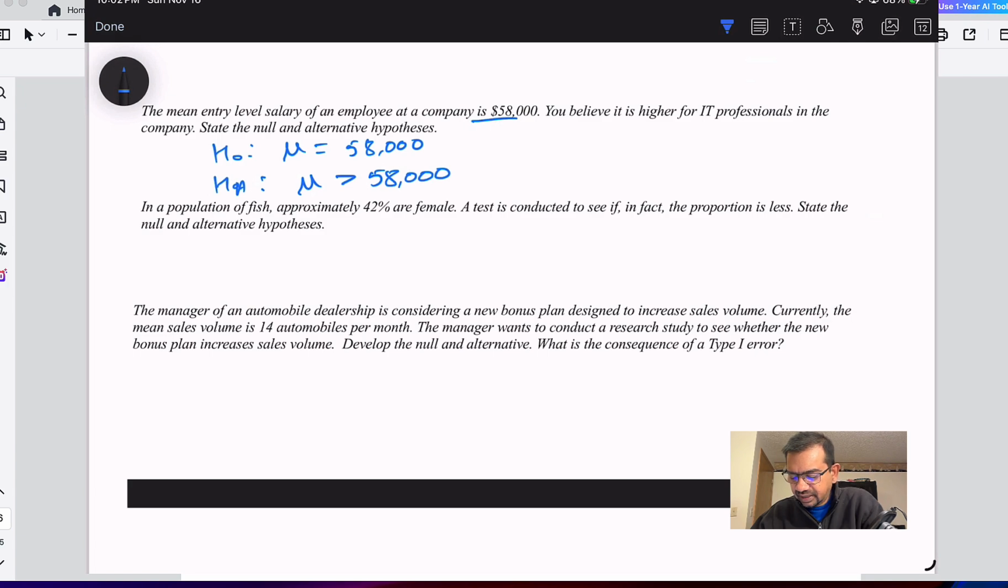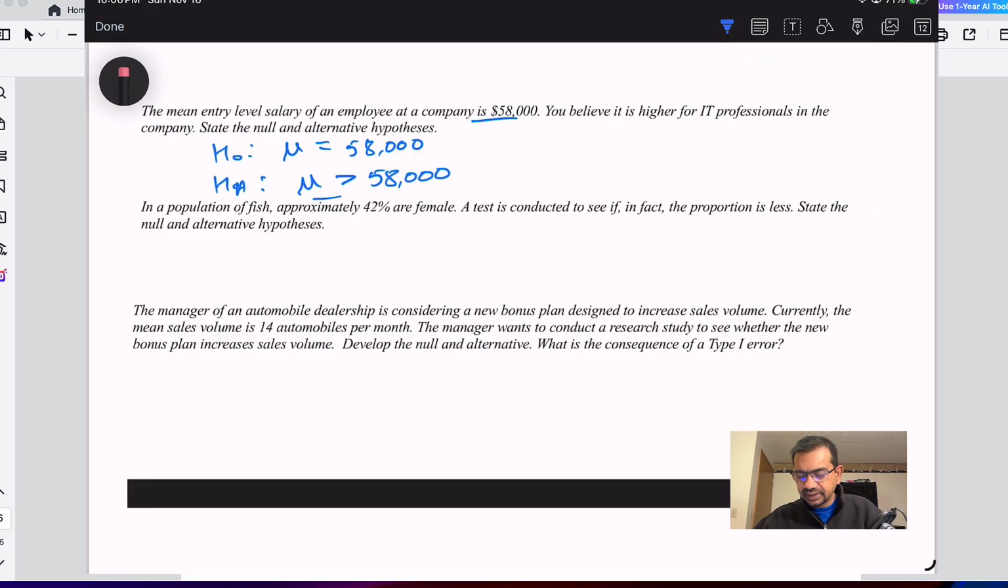So this will be a right-tailed test, and rejecting the null would imply that we have enough evidence to say that the mean salary of IT professionals is more than $58,000. If we cannot reject the null, then we say that our sample suggests that there's not enough evidence to believe that the salary of IT professionals is more than $58,000. Let's see how we apply it in the case of a proportion.